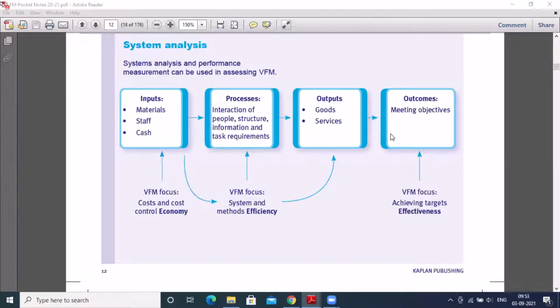Now take a school as an example. I want you to identify the input, process, output, and outcome. So what will be the input? You need to identify the processes, output, and outcome. Later we'll focus on the three. I hope you understood my query.